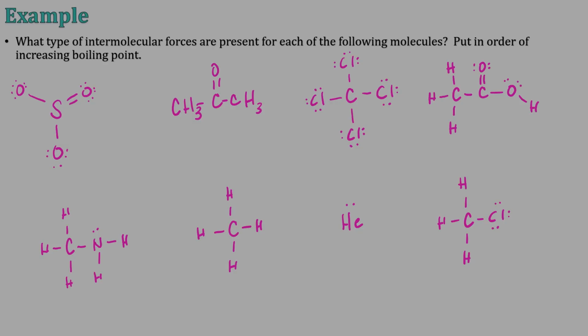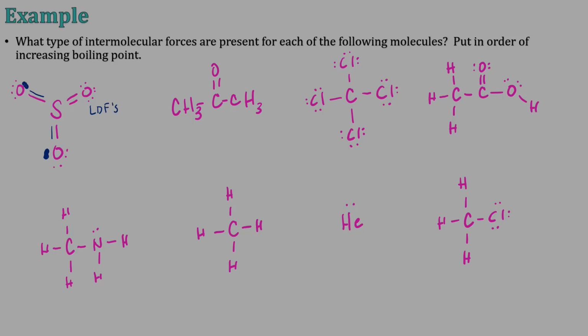Here's the example. We're going to look at these molecules and determine which intermolecular forces are present and put them in order of increasing boiling point. So this first one, we have SO3, and it can be drawn like that, or it can be drawn like this if you're looking at formal charges, so we get rid of those lone pairs and make them all double bonds. Either case, it's the same shape, it's trigonal planar. And so this is a nonpolar molecule, so it would only have LDFs.